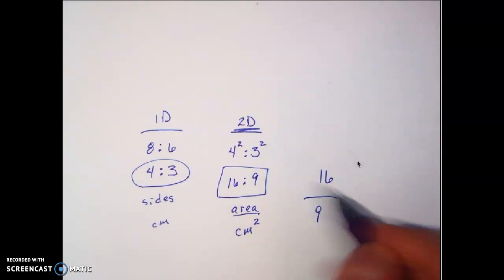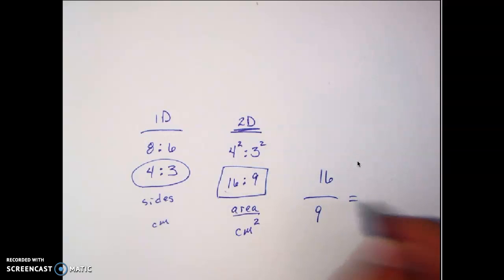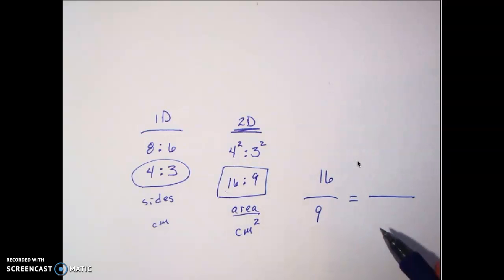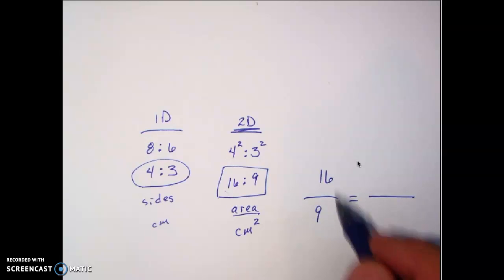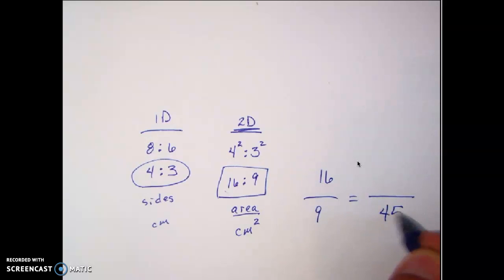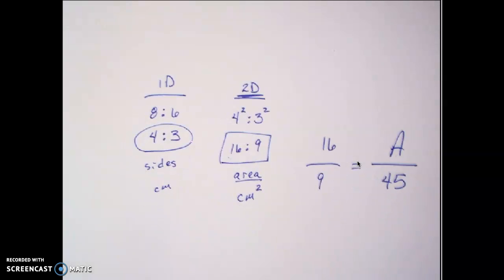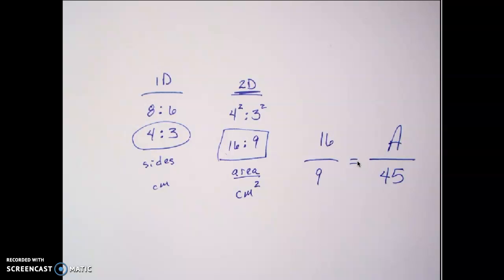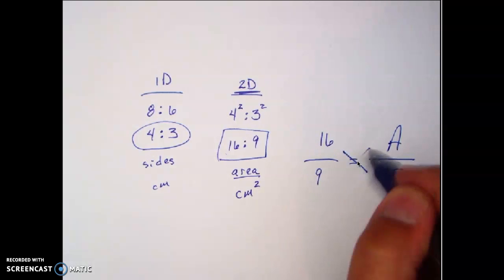16 is to 9, using my 2D ratio, is equal to, we were given the area of the smaller triangle. That would go with the smaller number. In this case, we put it on the bottom. So the 45 goes on the bottom. We're looking for the area of the larger triangle. And now from here, we just cross multiply and solve like we do on all of our other proportions.